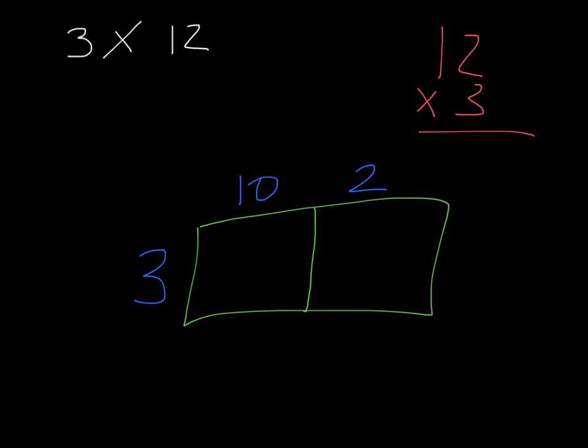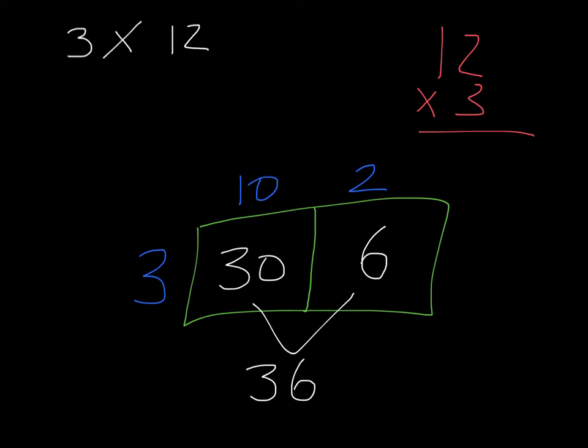And then I can continue from there, where I multiply the diagonals. So I'll multiply 3 times 10, which is 30, and then I will multiply 3 times 2, which is 6, and I can add those two numbers together to reach my final product, which is 36.